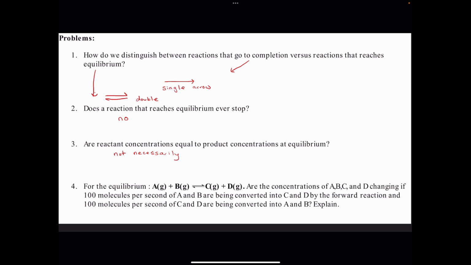So for every 100 molecules of product we form, we turn around and use those 100 molecules and we reform the reactants, which means they're not changing. So we use 100 molecules of reactants, we form 100 molecules of product. We then use 100 molecules of product to reform 100 molecules of reactants. So the 100 we use, we get right back because they're happening at the same rate. So again, no, their concentrations are not changing. C and D reform reactants just as fast as they are getting formed.